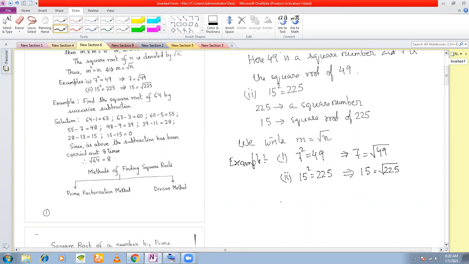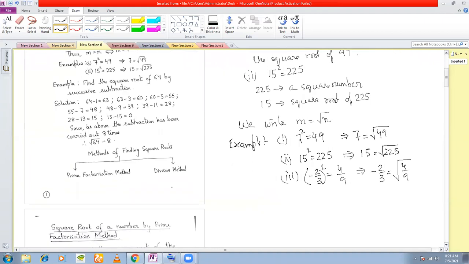Okay, let me take another example. This time let me take a fraction. So let us suppose minus 2/3 square is equal to 4 by 9. Right? This time we write minus 2 by 3 is equal to square root of 4 by 9. Okay, any questions? No, sir. Fine.